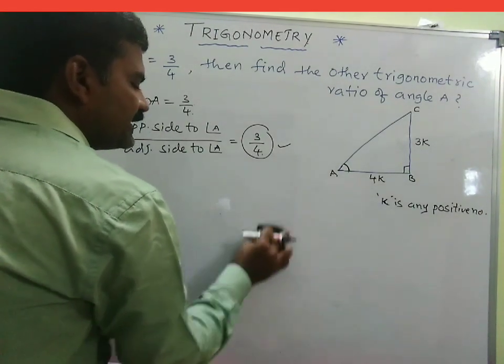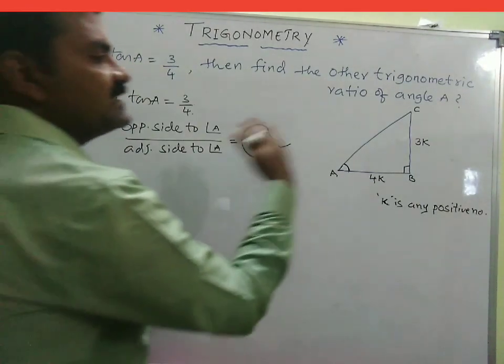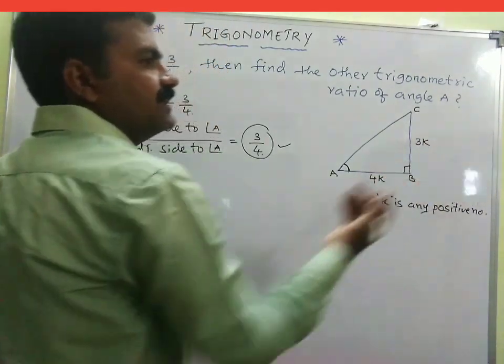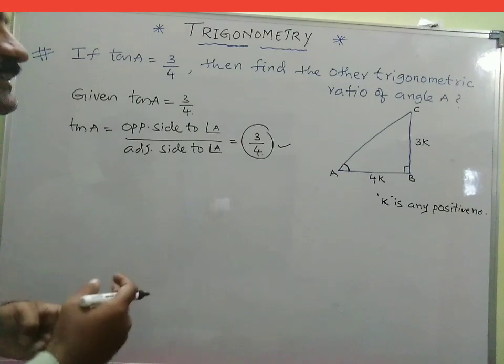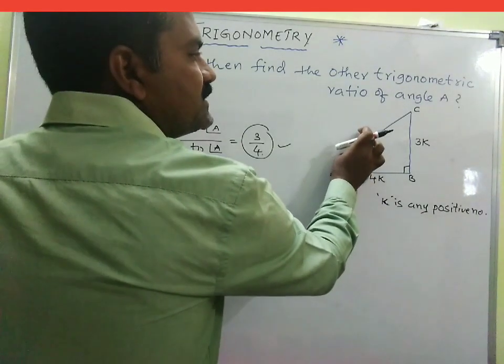When a particular trigonometric ratio is given to you like 3 by 4, 4 by 5, 7 by 6, then please don't take it as it is. Along with the 3 and 4, you please write some constant. So it should be multiplied with some other constant. Okay. Now we want to know what is AC.